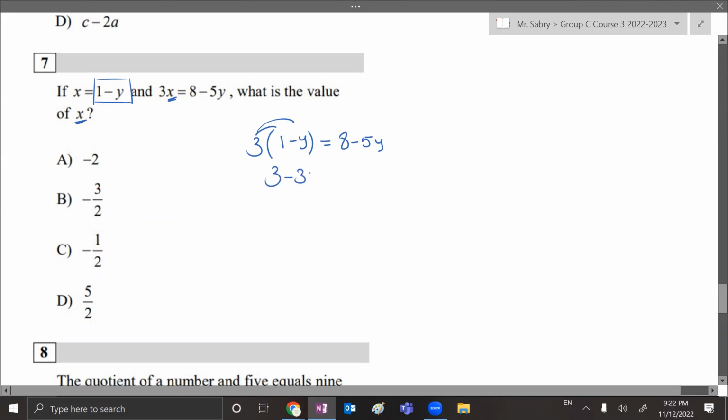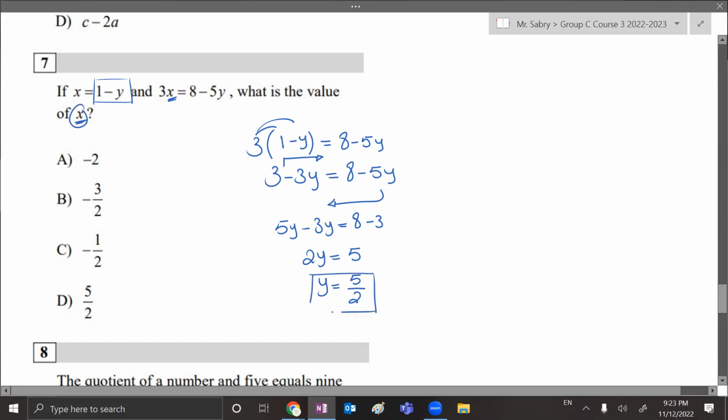So it's 3 minus 3y by distribution equals 8 minus 5y. I'll move the y's on one side and the numbers on the other side. So I'll have positive 5y minus 3y equals 8 minus 3. That's 2y equals 5, which means y is equal to 5 over 2. What they want is the value of x, so I just need to substitute this y into this equation here. I'll say that x is now equal to 1 minus 5 over 2.